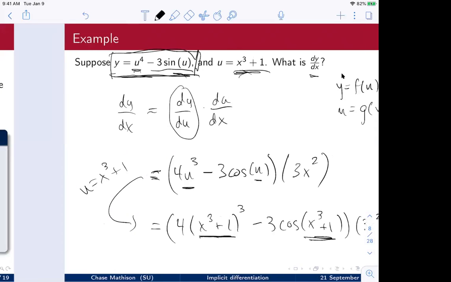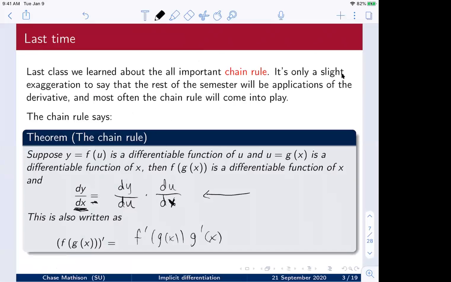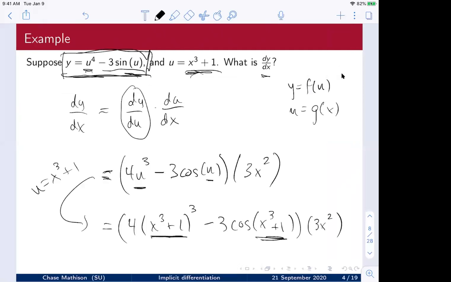In this first line, I know these two rules look different, but dy du, well, if y is f of u, that's just f prime of u, and then we're just plugging in u equals g of x, okay? Any questions on that? Today is 100% an application of the chain rule, okay?